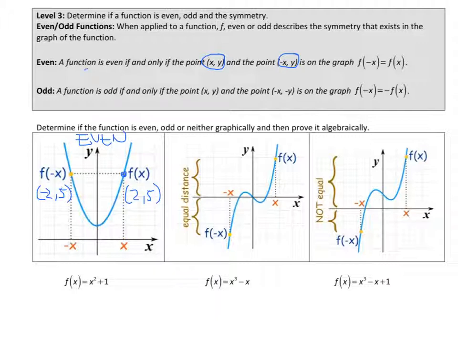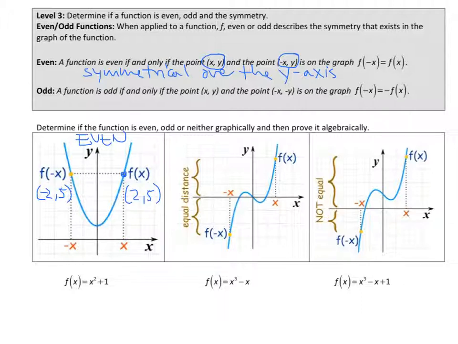Jot that down. Symmetrical over the y-axis, which means that the y-axis is the line of symmetry for the graph. And if you look at this first graph, this parabola, the y-axis goes right down the middle. It's a line of symmetry. So that's an even function.